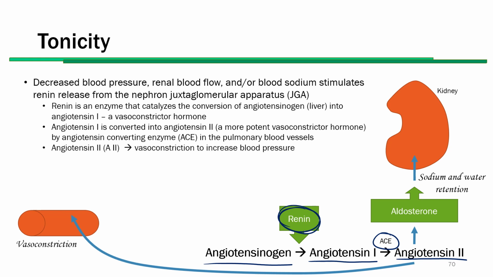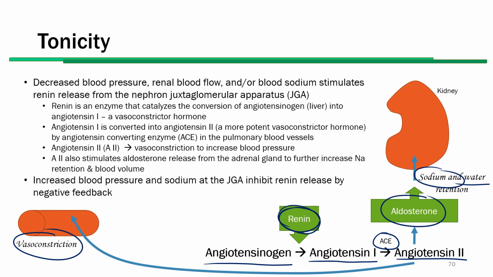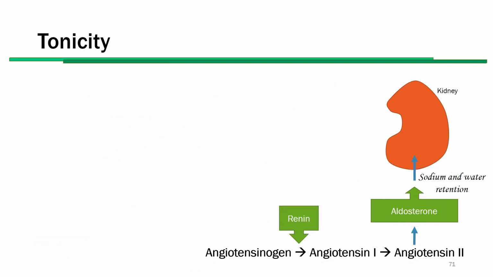Angiotensin 2 is a vasoconstrictor. It's going to vasoconstrict blood vessels to increase the blood pressure. It also stimulates aldosterone release from the adrenal gland, and aldosterone helps to retain sodium, and then water is going to follow that sodium as it's retained, and that will increase the blood volume. Increased blood pressure and sodium at the juxtaglomerular apparatus will then work as that water retention and vasoconstriction occur. That's going to inhibit those by negative feedback, and then that release will discontinue.